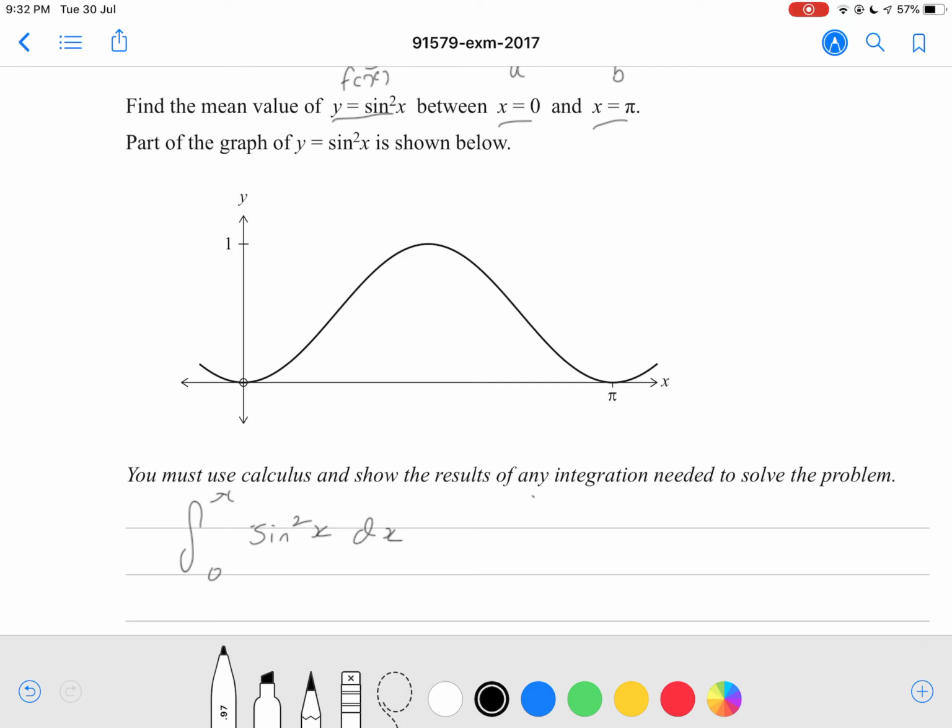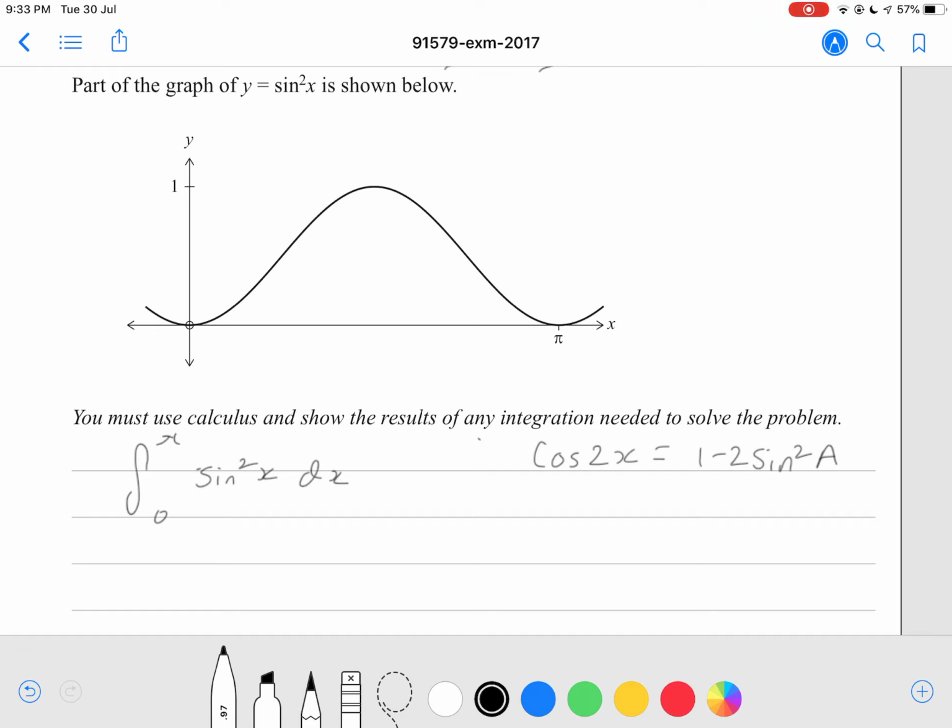Okay, so you should be finding on your formula sheet, you should know that cos of 2x is equal to 1 minus 2 sine squared x. So you can rewrite your formula in terms of sine squared x.